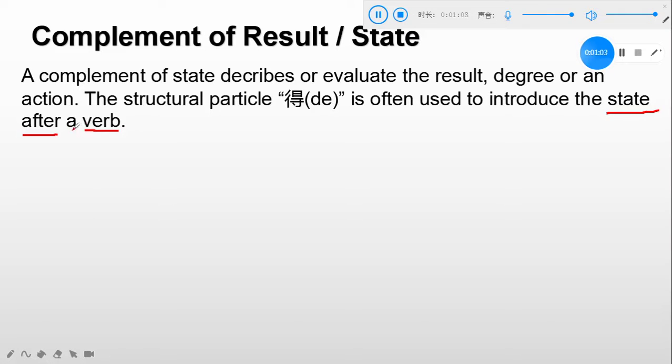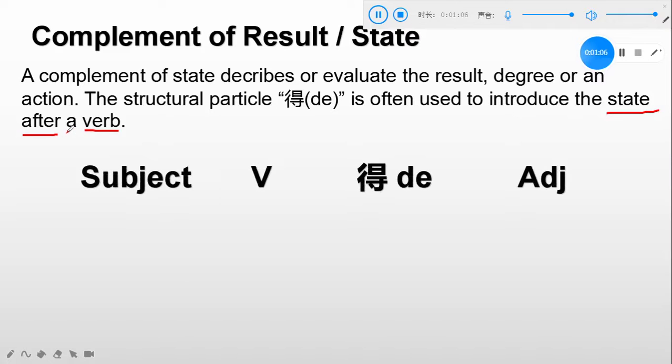Alright, now let's get started with the basic sentence structure. It's really easy. Subject, which is like I, you, him. Okay, verb. Pay attention here. In the complement of state, the verb has to be a single verb. What does single verb mean? Later you will notice what this means. Alright, next one, 得. And then the last part is adjective. Okay. 好. Now that we know the basic sentence structure, we can see some examples.